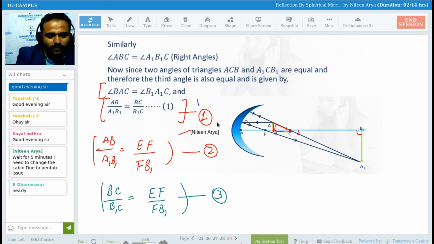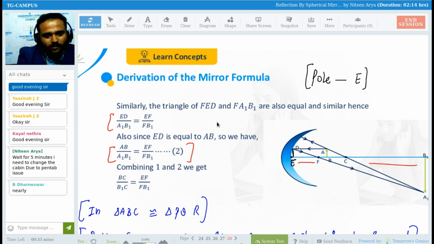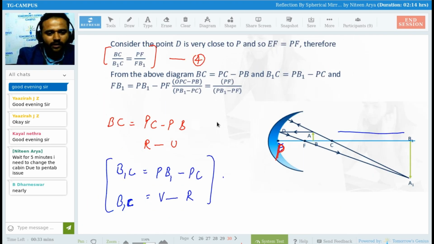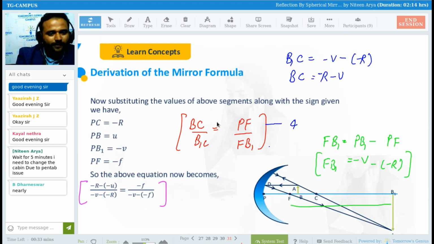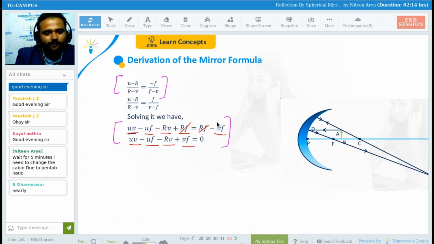That is my first equation. Going back to the page, using the similarity property of triangles FED, or you can say FPD and FA1B1, we get this. Now using equations 1 and 2, combining both, we get BC upon B1C1, or EF, or you can say PF upon FB1. Then we find the values of B1 and C1. Nothing more, we substitute the values. PC equals minus R, PB equals U, PB1 equals minus V, PF equals minus F. We get every particular value with the help of the diagram.